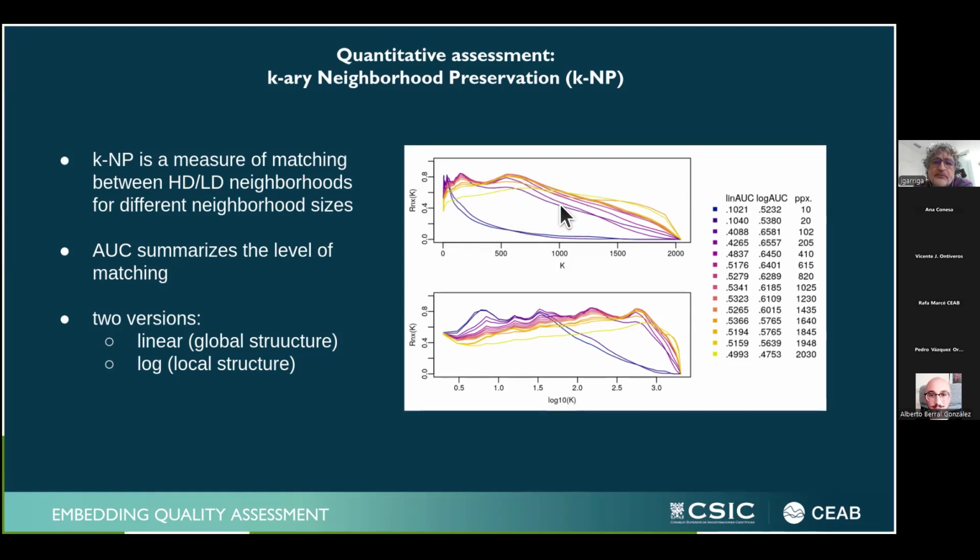So the area under these curves summarizes the level of matching, and BigMap shows us two versions of this plot, a linear and a logarithmic one on the neighborhood sizes, so that we can better assess what is happening with the local neighborhoods. We can see that there is a trade-off between large neighborhoods and small neighborhoods. And depending on the value of perplexity, we capture better one or the other.